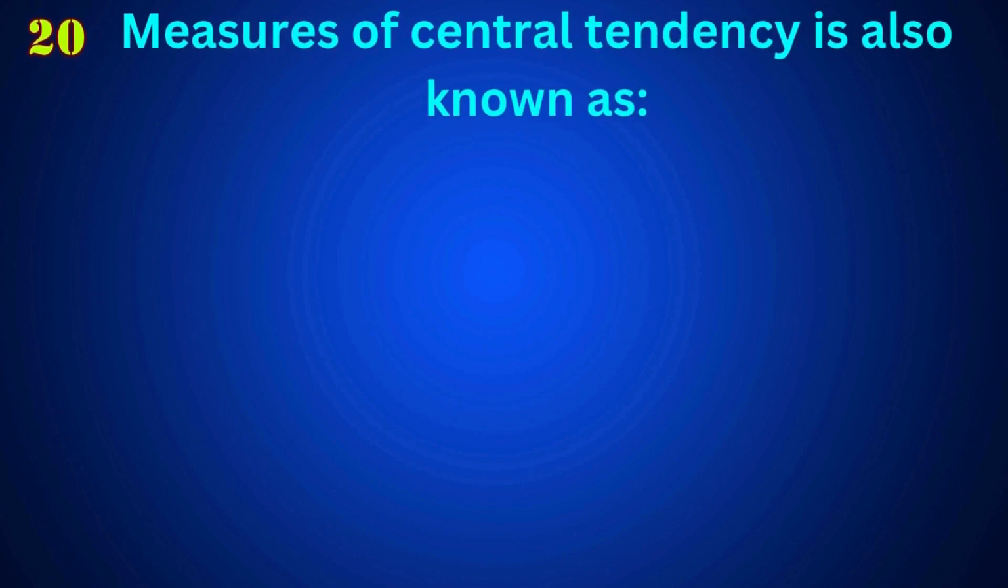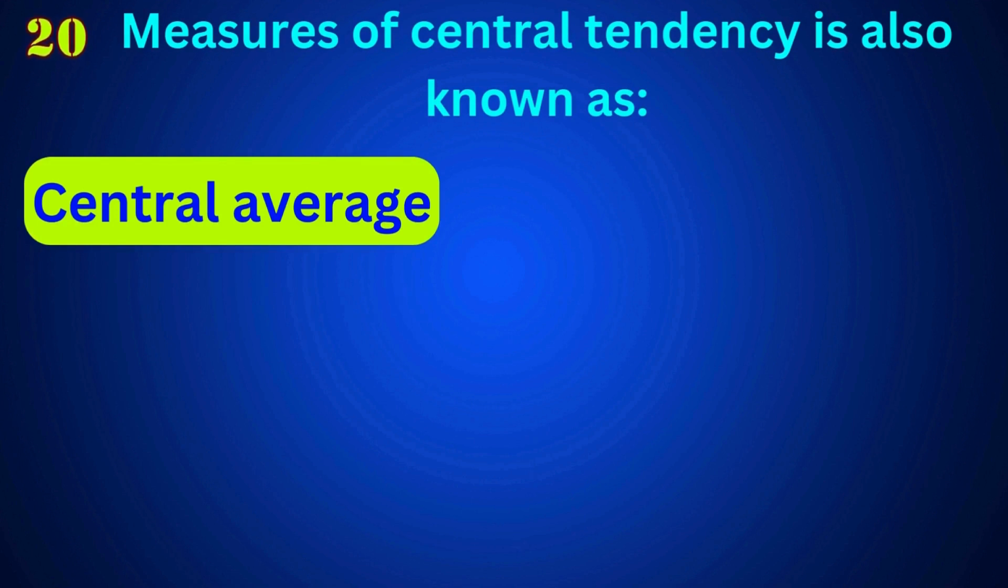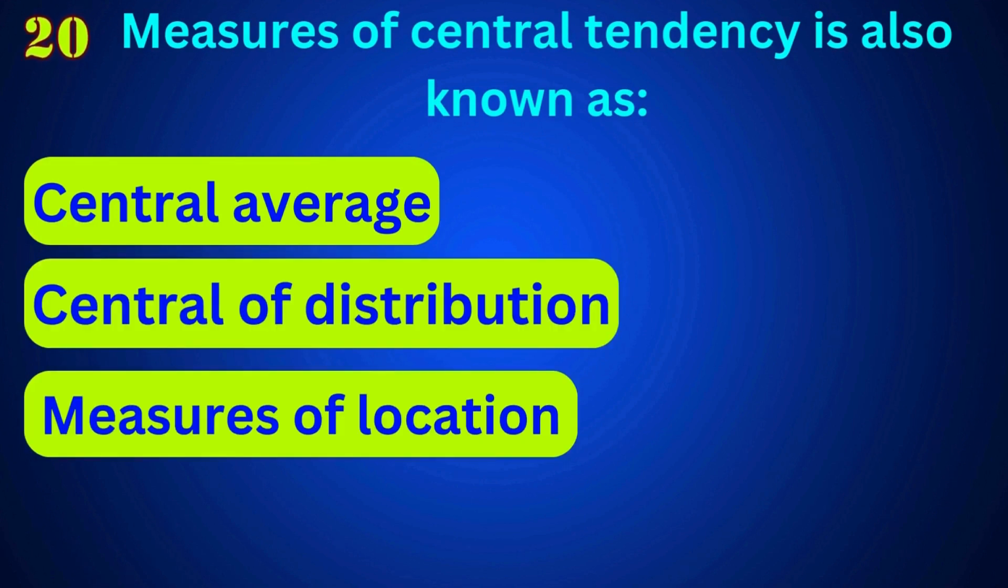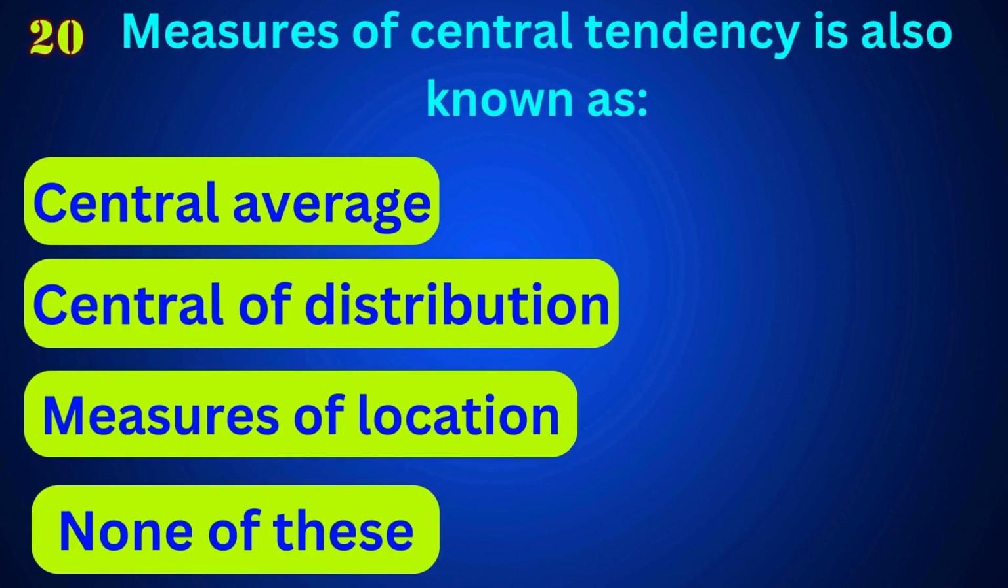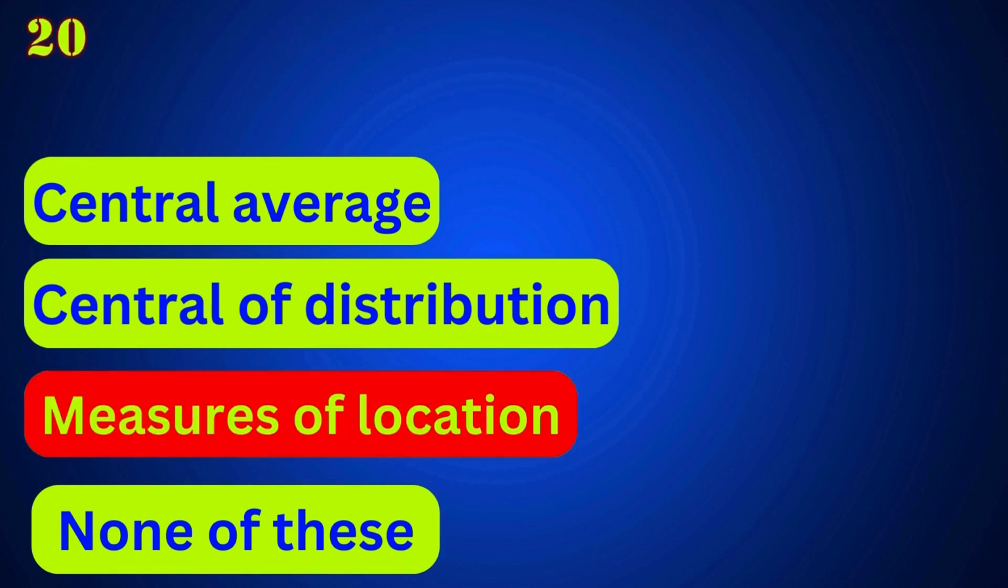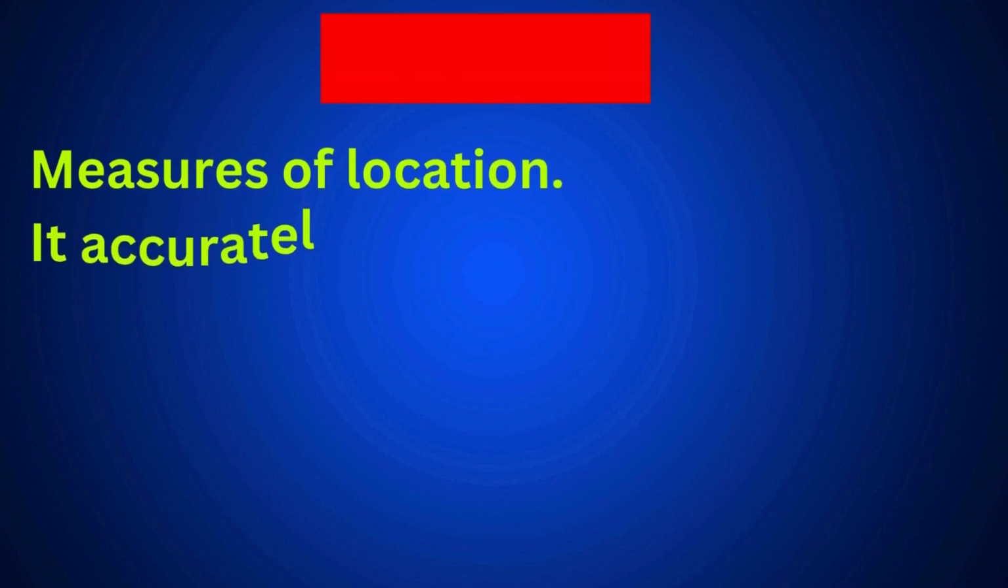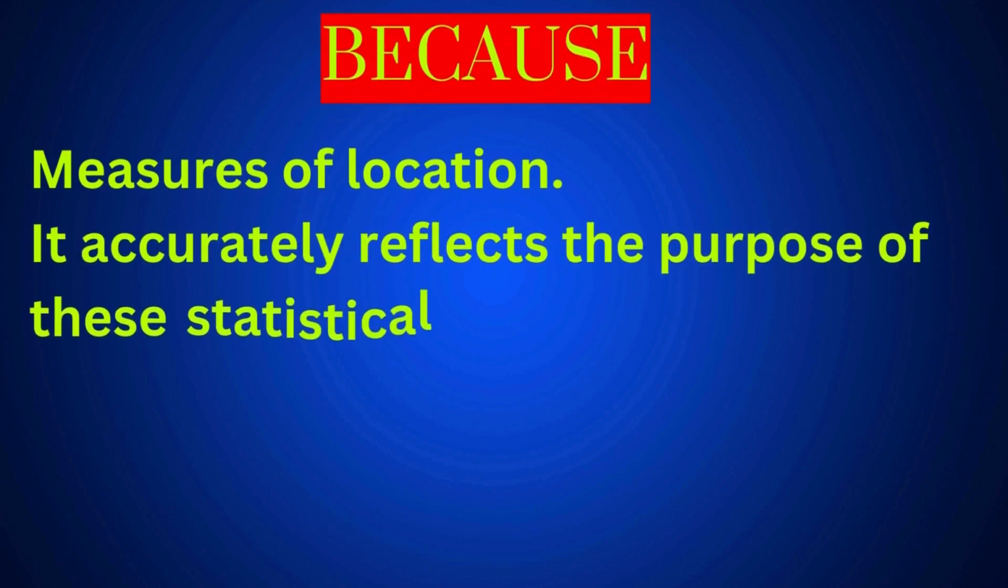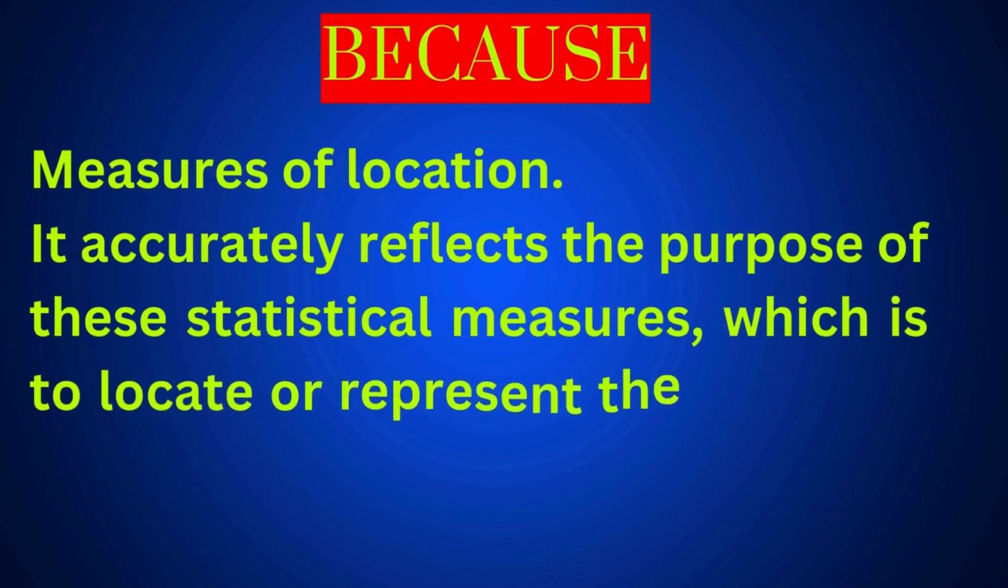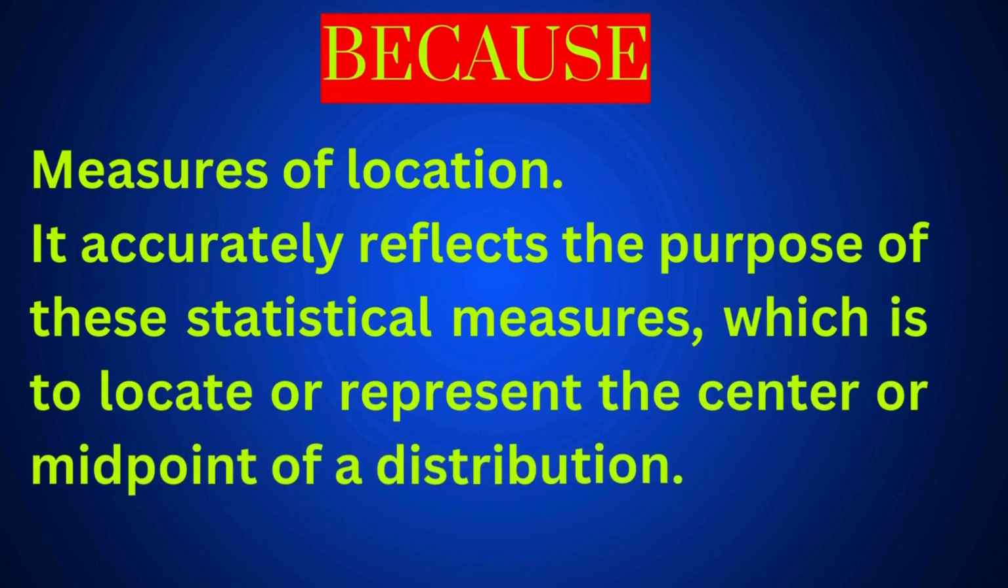Measures of central tendency is also known as. Options are central average, central of distribution, measures of location, none of these. Right option is measures of location, because it accurately reflects the purpose of these statistical measures, which is to locate or represent the center or midpoint of a distribution.